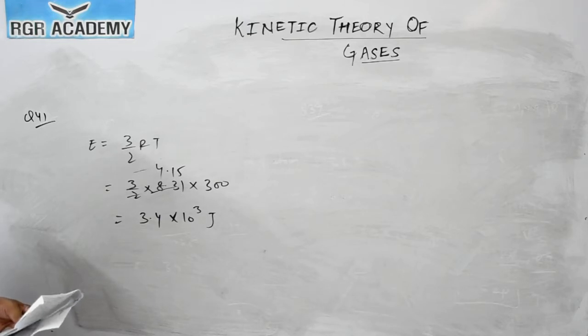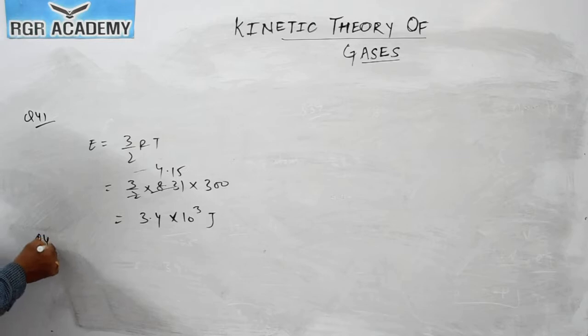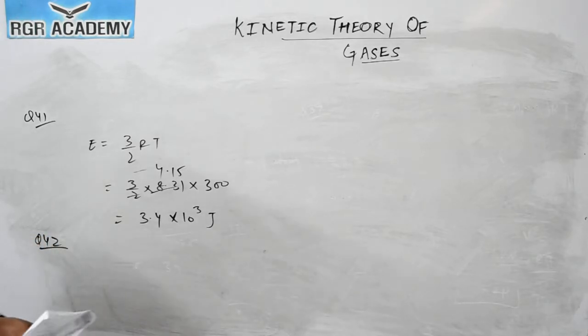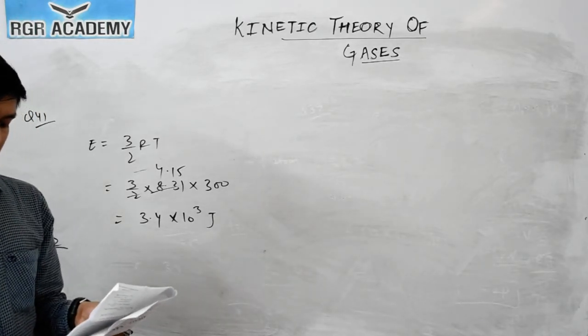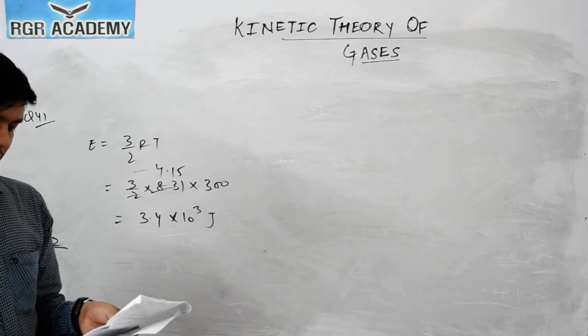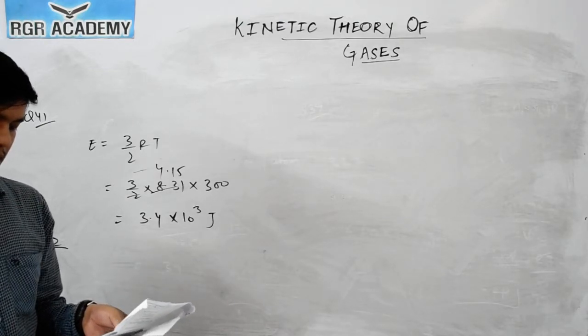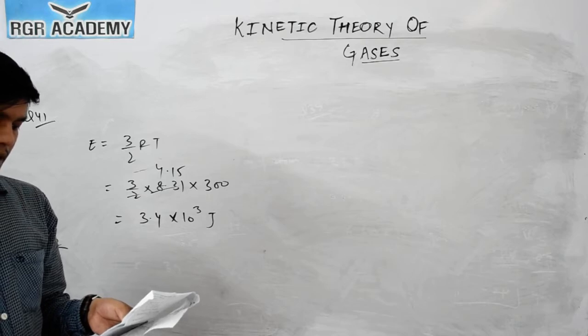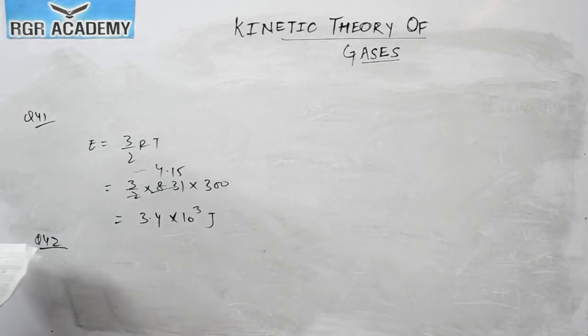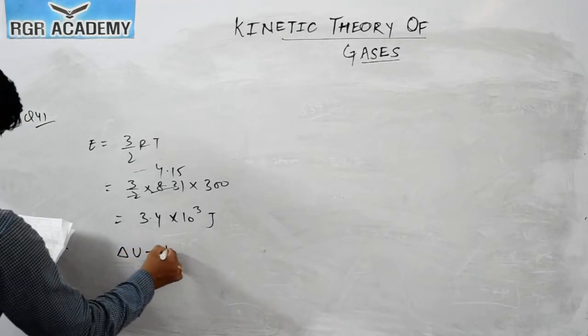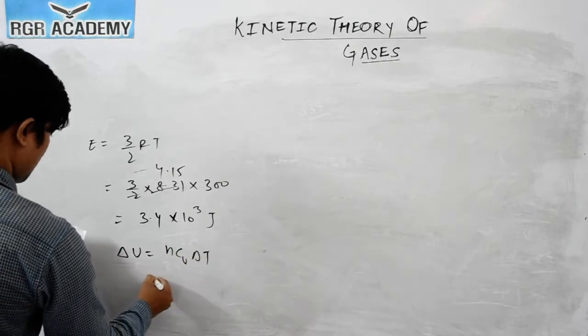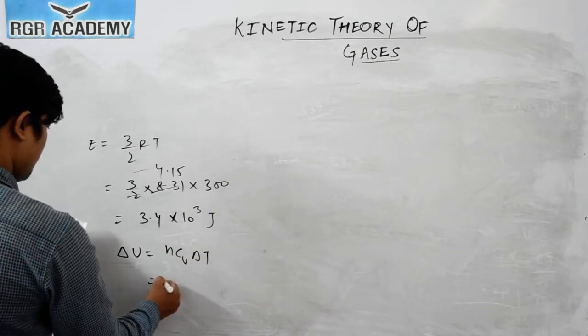So now we will move on to question number 42. Question number 42 is, 5 moles of oxygen is heated at constant volume from 10 degrees Celsius to 20 degrees Celsius. So they are asking the change in internal energy of the gas. We know that delta U is given by n Cv delta T. So that will be equal to, number of moles are 5.